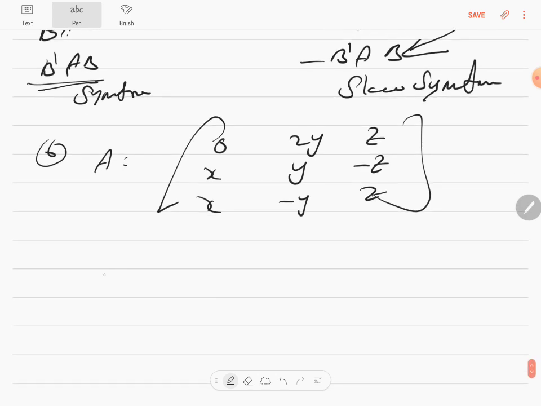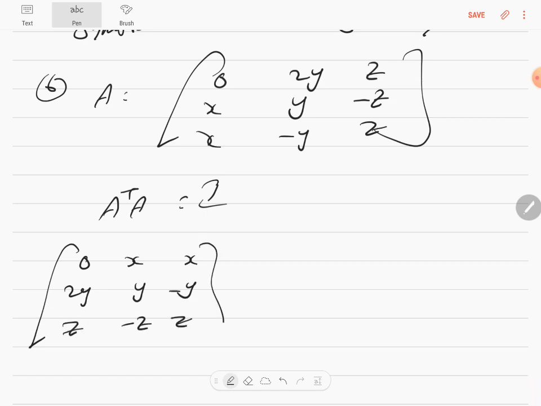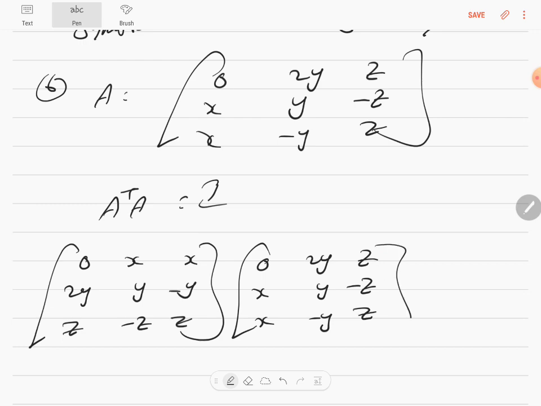They are saying A transpose into A is equal to I. They already given this. Find the value of x, y, z. So write A transpose: 0, x, x, 2y, y, minus y, z, minus z, z, multiplied by matrix A: 0, 2y, z, x, y, minus z, x, minus y, z, is equal to I, which is 1, 0, 0, 0, 1, 0, 0, 0, 1.